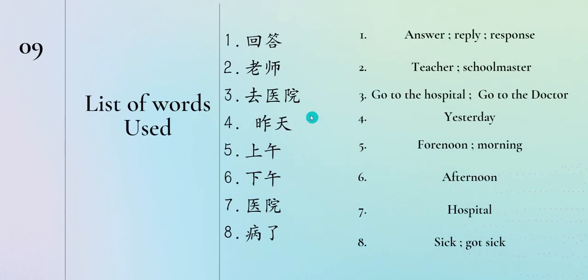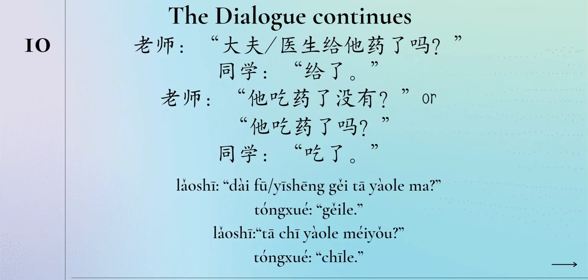This is the list. 回答, answer, reply, response. 老师, teacher, schoolmaster. 去医院, qu means to go, 医院 means hospital. Go to the hospital or go to the doctor. If you're going to a hospital, it means that you're visiting a doctor. 昨天, yesterday. 上午, forenoon or morning. 下午, afternoon. 医院, hospital. 病了, 病 means sick, 病了 got sick. Proceeding.